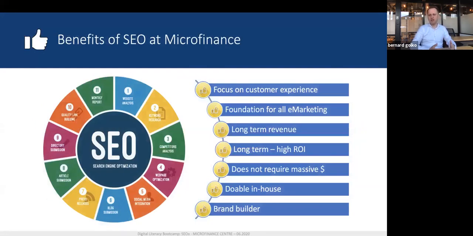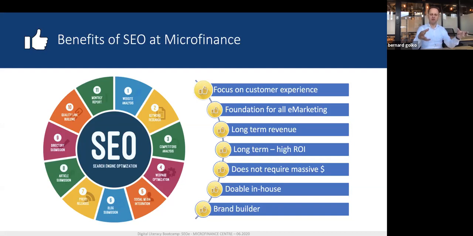The benefits are kind of obvious, but still they are worth mentioning. Focus on customer experience. SEO is always and constantly pushing you towards better customer experience. What it means basically is that it is pushing you also towards better sales, towards loyalty, towards a better understanding by the customers of what your brand is all about. This is also, and again, this is my opinion based on my experience, the foundation for all e-marketing.